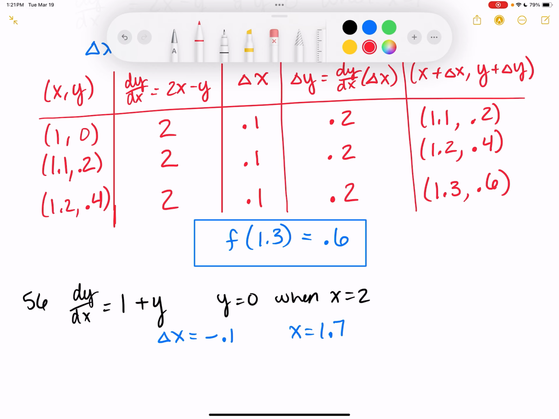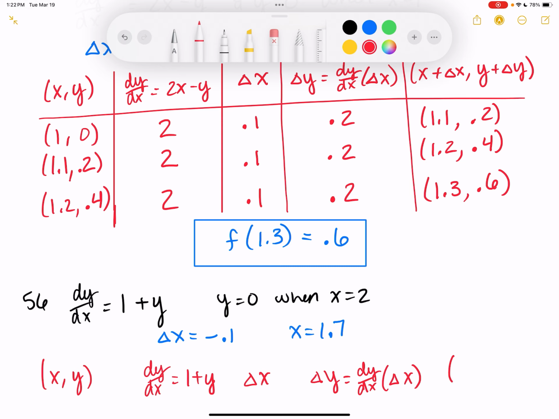So I'm going to set up the table the same way. x, y, and dy dx is equal to 1 plus y, delta x, and delta y is dy dx times delta x, and then x plus delta x, and y plus delta y. Now obviously our delta x value is negative, but we still leave the formula the same, and we just know that we're subtracting off 0.1 every time.